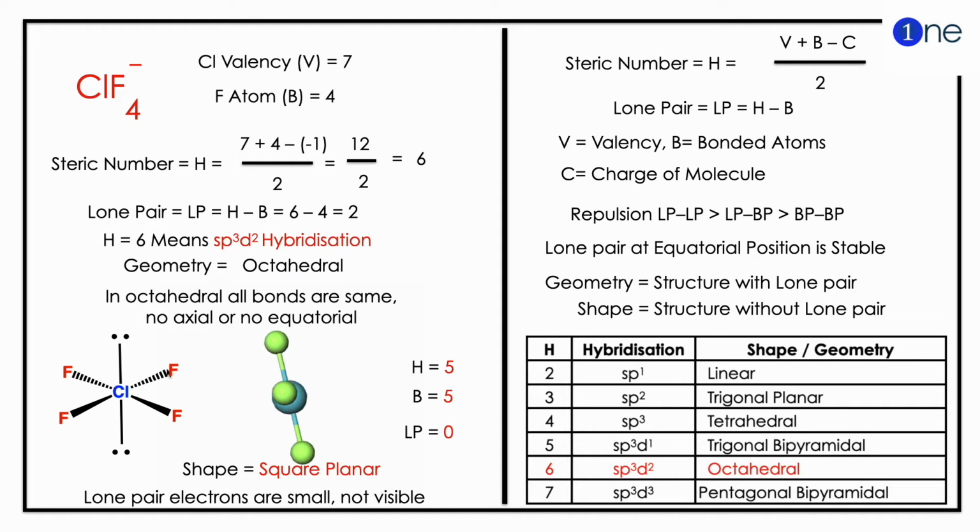Then you have two lone pairs in the octahedral structure. Because lone pair repulsion is high, they always stay away from each other, so they will be at 180 degrees. The structure will be square planar. The lone pair is very small when compared to atomic size. So the shape of the chlorine tetrafluoride anion is square planar.